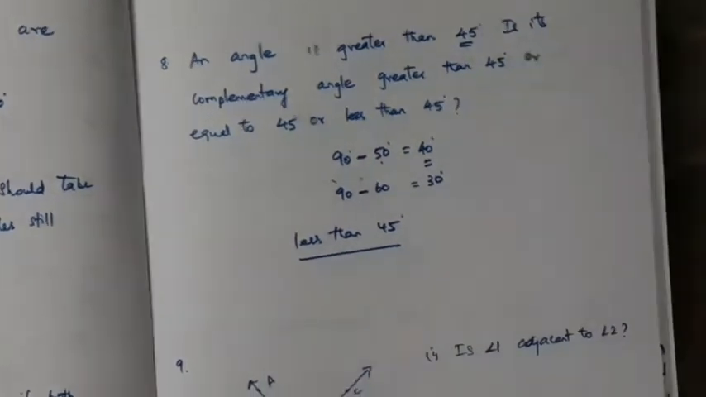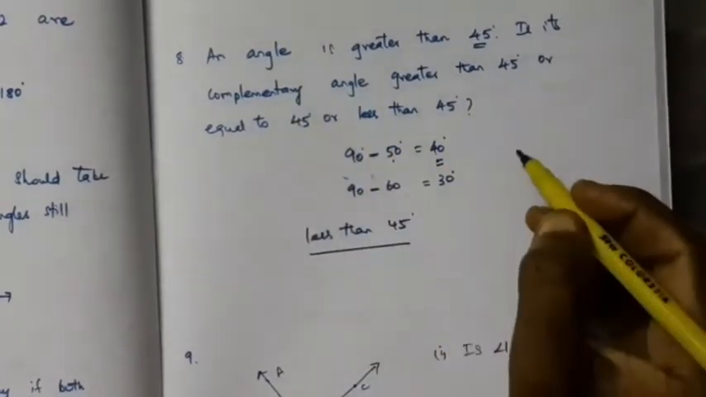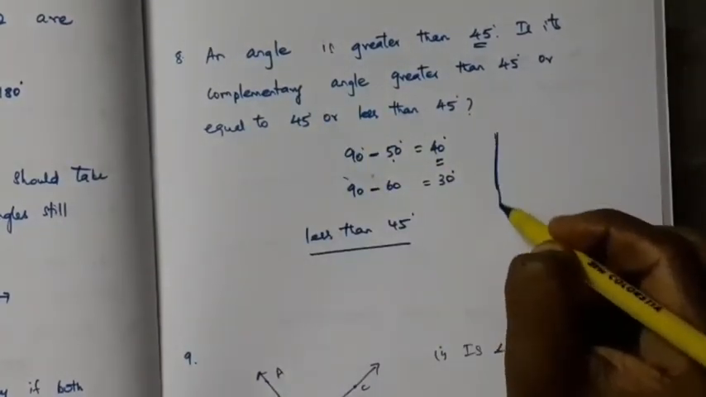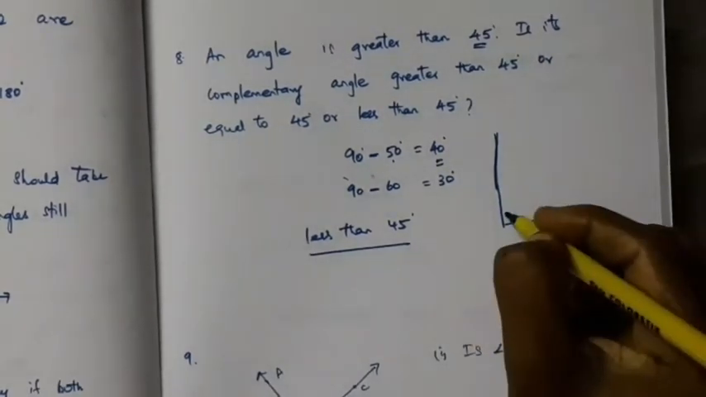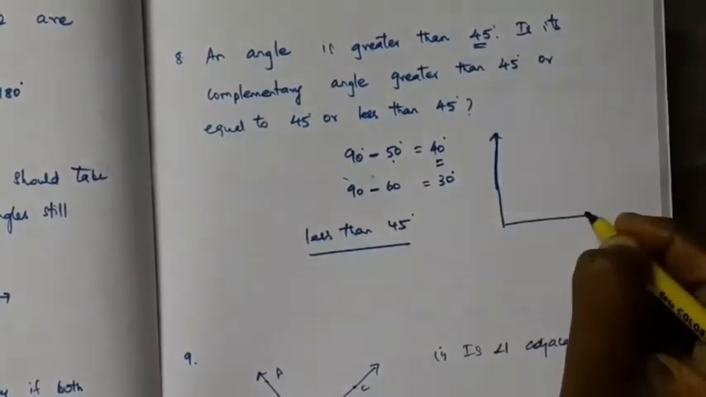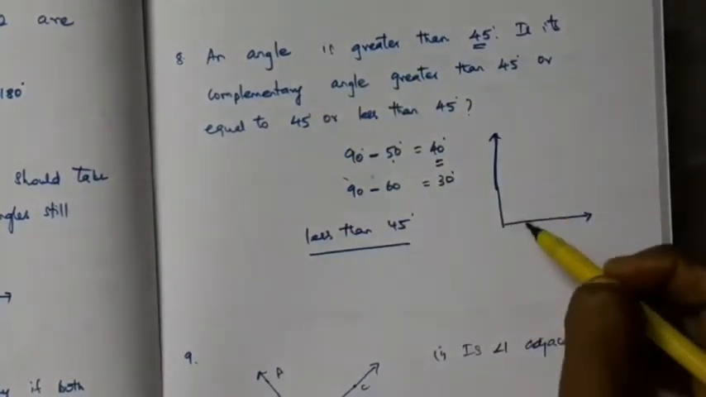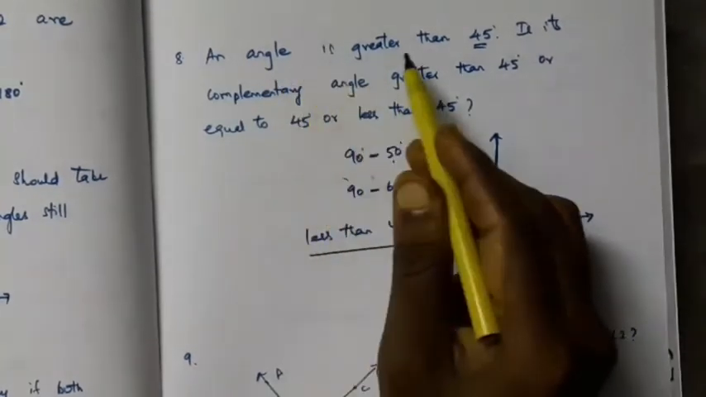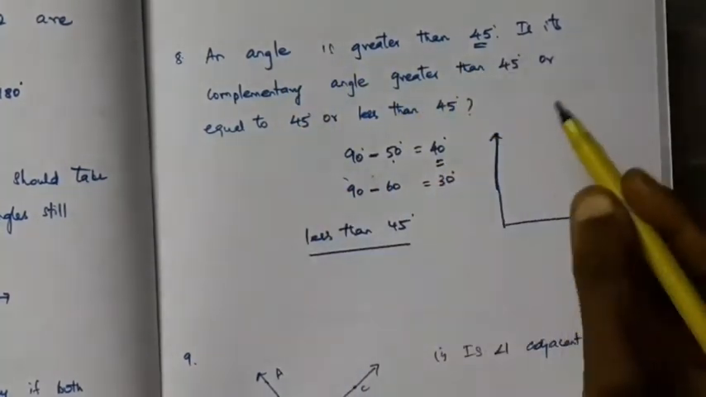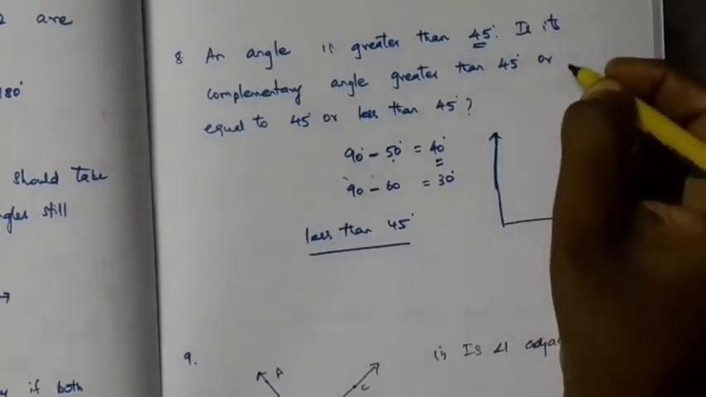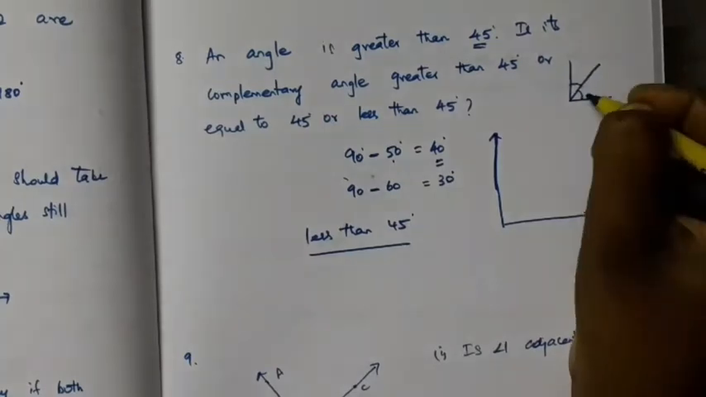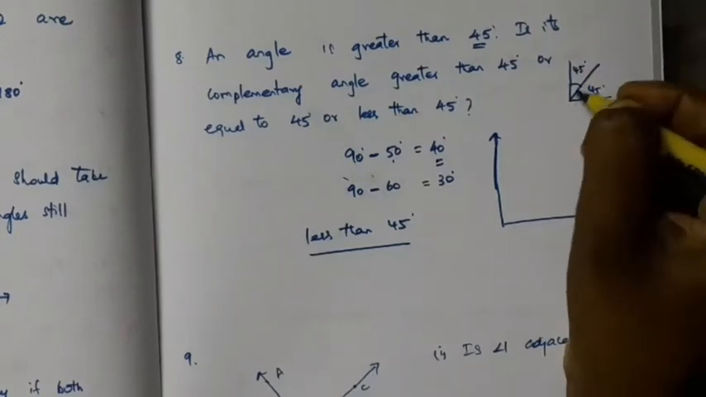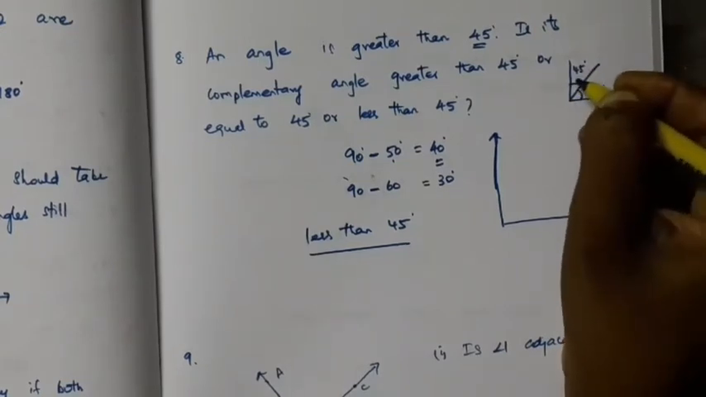The same problem you can see from a figure. So what is a complementary angle? When you add two angles, that should give 90 degrees. So the total, when you add, should give 90 degrees. If one of the angles is greater than 45, we know that the center of 90 degrees is 45. This is 45 and this is 45. When you add 45 plus 45, if you break it into two equal parts, this is 45 degrees and this is 45 degrees.